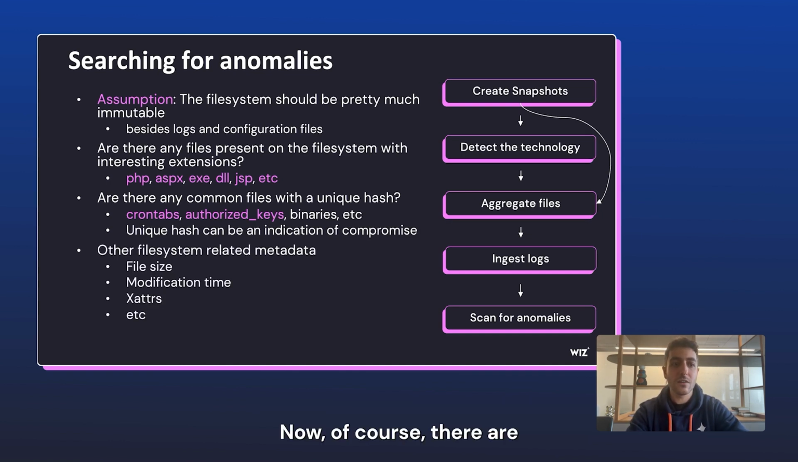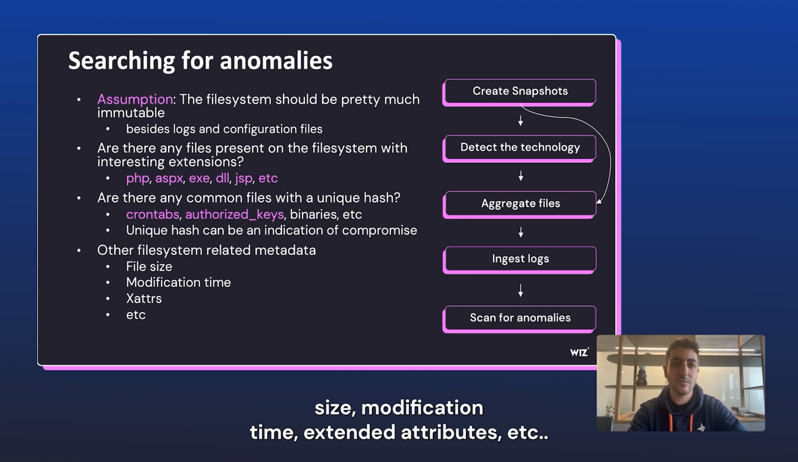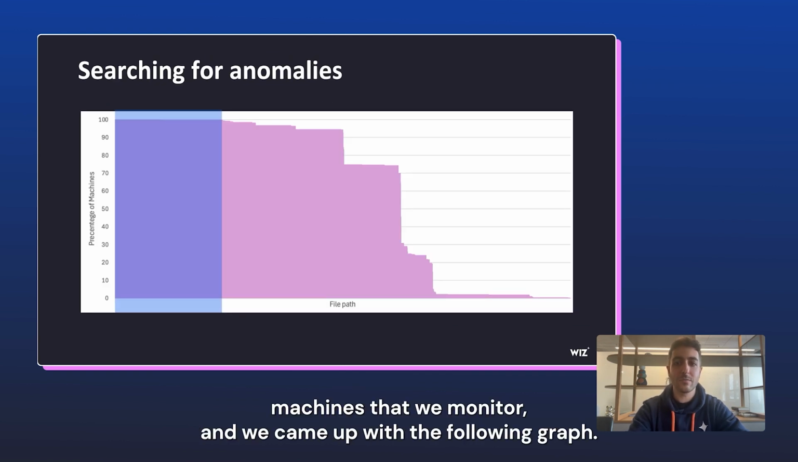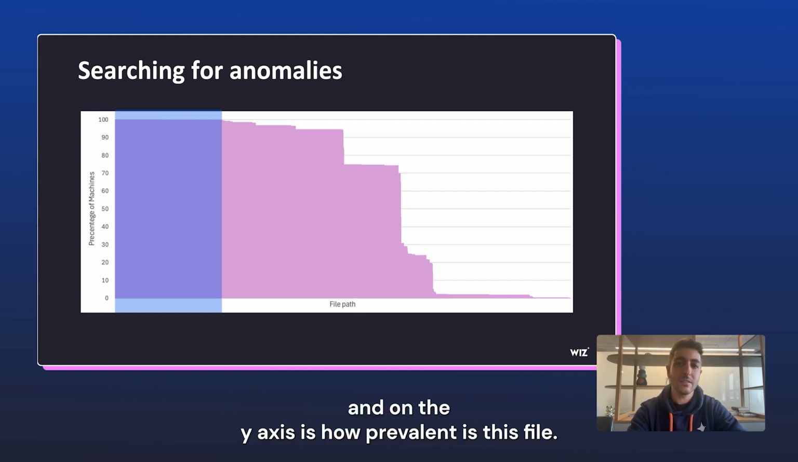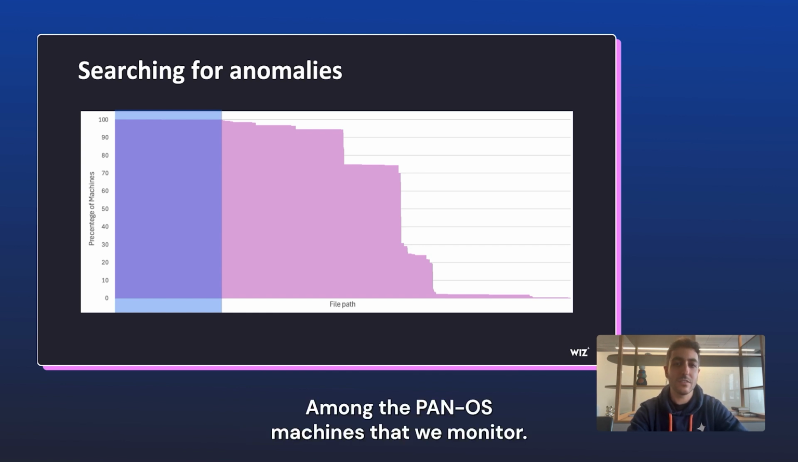Now, of course, there are other file system related metadata that we can use, such as file size, modification time, extended attributes, etc. So we analyzed all of the PanOS machines that we monitor, and we came up with the following graph. Here you can see on the x-axis the file path, and on the y-axis how prevalent this file is among the PanOS machines that we monitor. We can dissect this graph into a couple of groups.